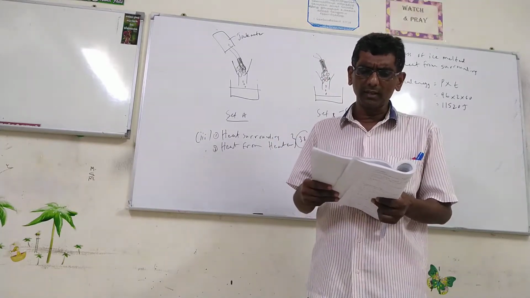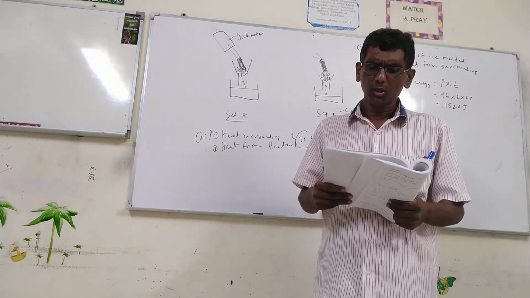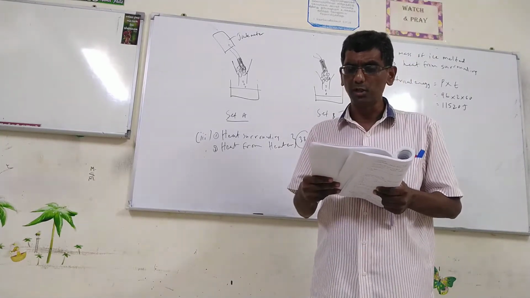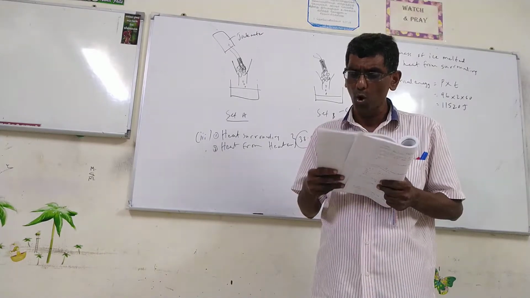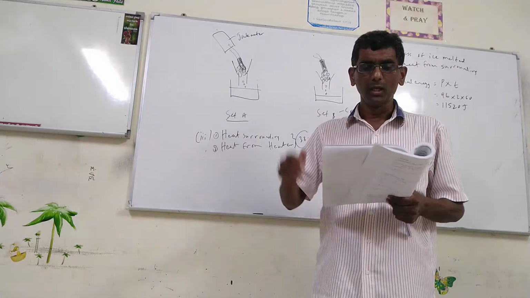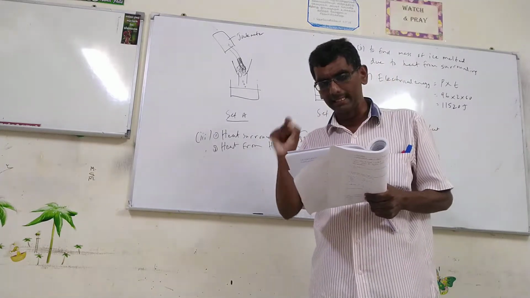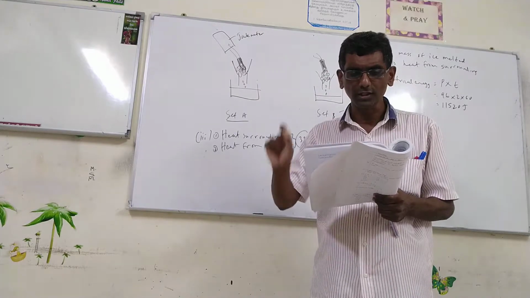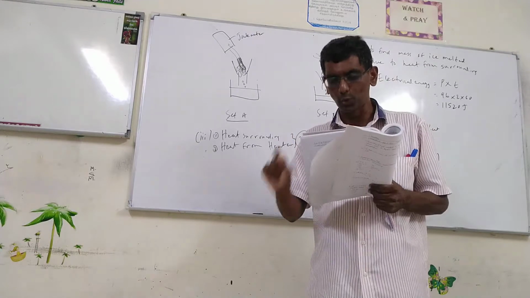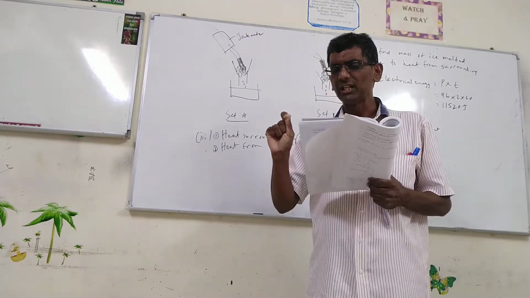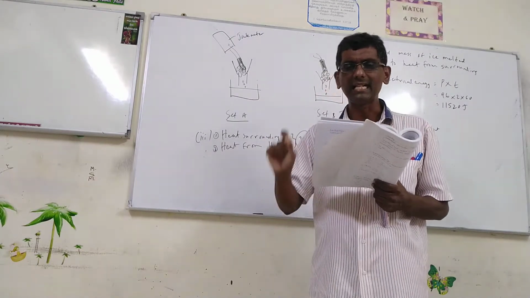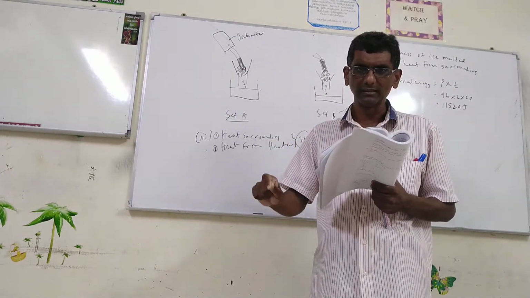So latent heat, or latent energy, is needed to overcome the forces of attraction between molecules and to break the bonds so that the solid can turn into liquid. I repeat the answer: latent heat energy is needed to overcome the forces of attraction between molecules and break the bonds so that the solid can turn into liquid.